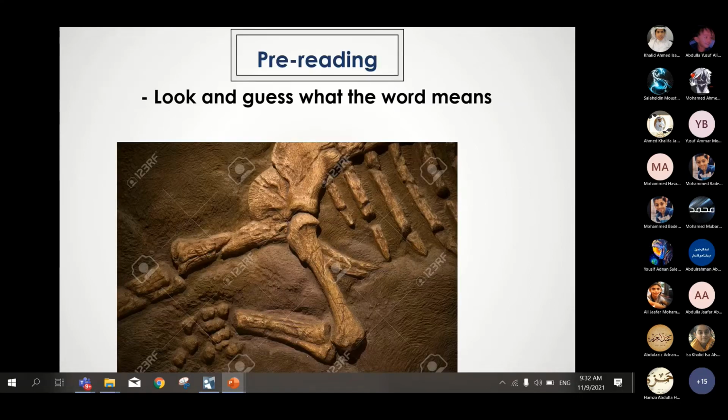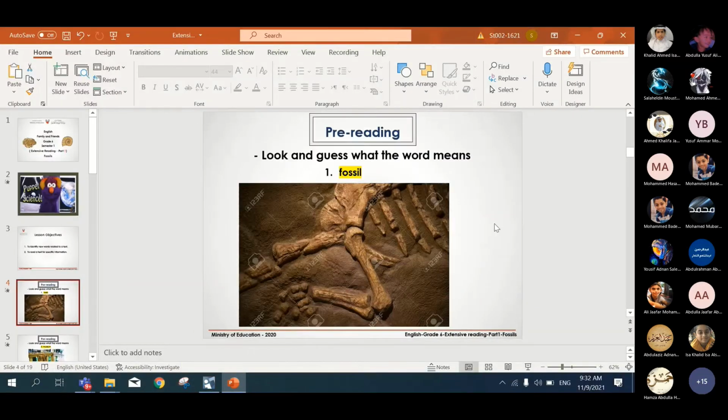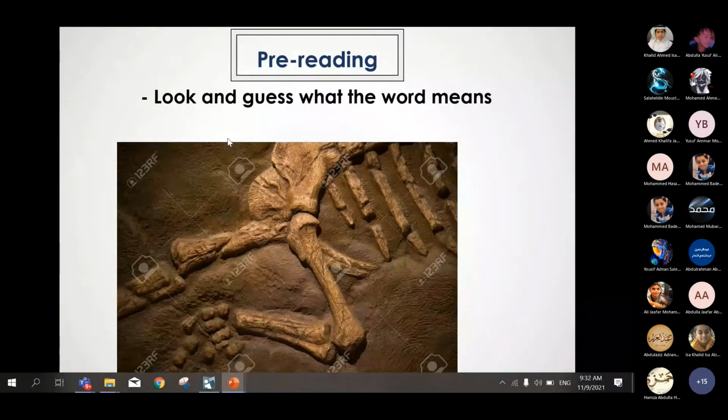And now, my students, before I start my lesson, look here at each picture and discover what this picture is about. Okay, again, look and guess. Look at the picture and guess what the word means. Okay, number one, look here. This is what?